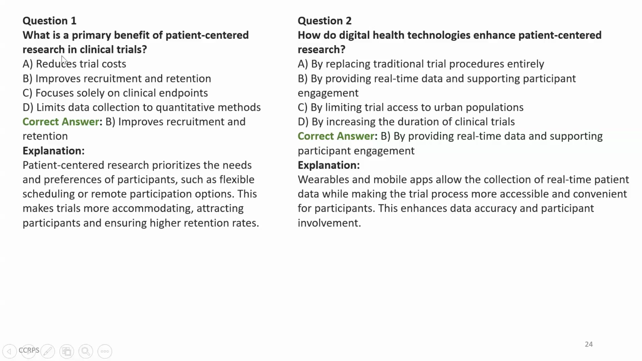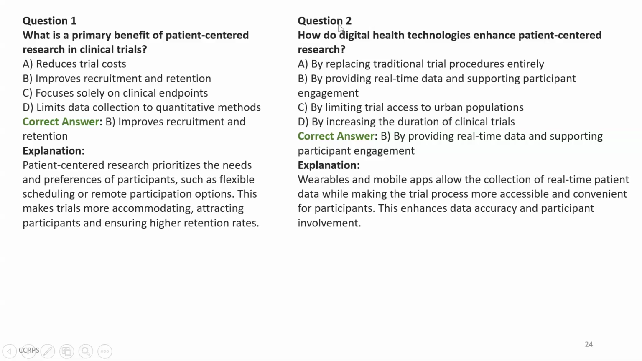covered through this lecture. Question one, what is a primary benefit of patient-centered research in clinical trials? Definitely, it is B, improves recruitment and retention. B is the most appropriate answer. Patient-centered research prioritizes the needs and preferences of participants or subjects, such as flexible scheduling or remote participation options. This makes trials more accommodating, attracting participants and ensuring higher retention rates.